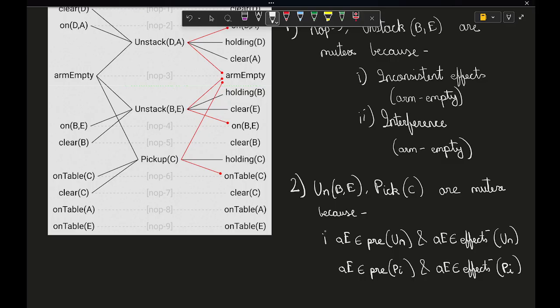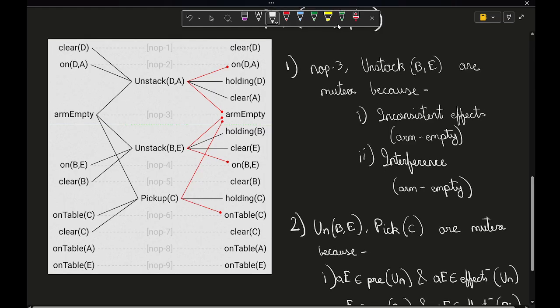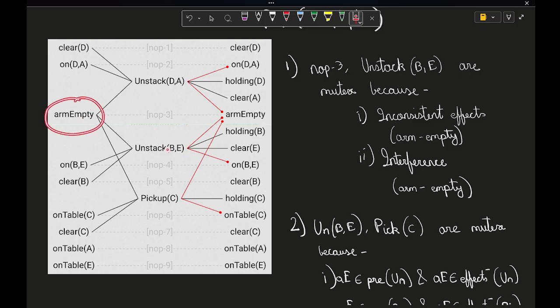And is there any other reason? Interference happens here as well, I think, because arm empty is a precondition of unstack and a negative effect of PC, right? Arm empty is a precondition of unstack and a negative effect of BC, and I can say the other way around, that it is a precondition of pickup C and a negative effect of unstack BE. So based upon the third condition too, it is possible.